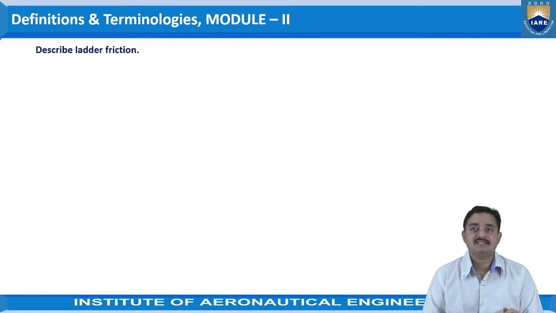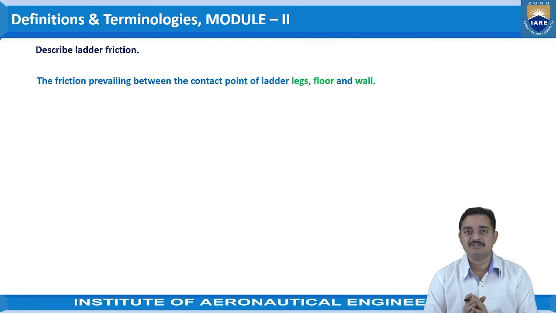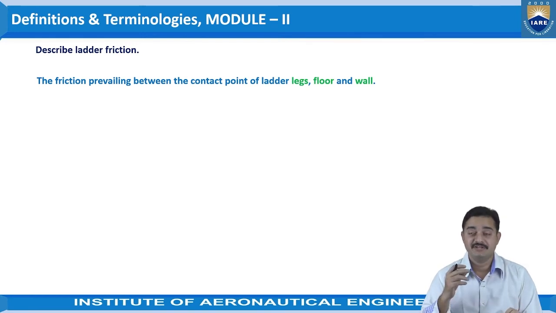Coming to the next one. Describe ladder friction. The ladder is one of the applications of friction, and it is very important for the friction to be prevailing on the ladder because it is like a linear object which is being placed against a wall and on the floor. Without the friction, the ladder cannot withstand and we cannot climb the ladder, right? So this is one of the important applications of friction, which is the ladder friction. The definition says, the friction prevailing between the contact points of the ladder legs, floor and wall, right?